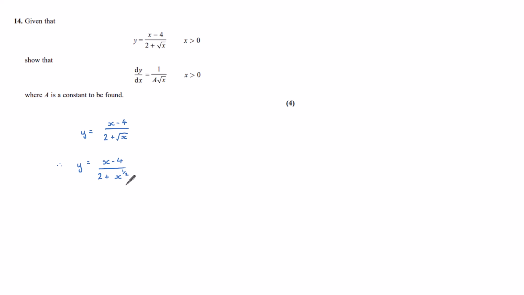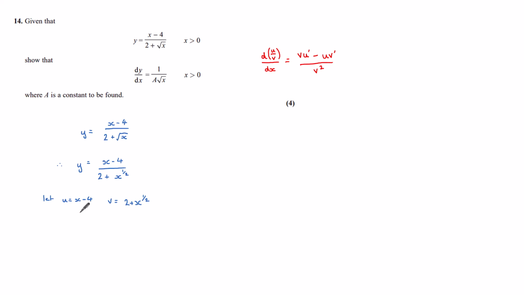Now I'm looking at an algebraic fraction here, and I need to find the derivative, so I'm thinking of my quotient rule. The quotient rule is in the formula booklet, it's just not in the form that I prefer to see it written. So I remember it as d(u over v) by dx is v u dash minus u v dash over v squared, where u dash is du by dx and v dash is dv by dx. So here my numerator u is x minus 4, and I'm going to let v be my denominator, 2 plus x to the power of a half.